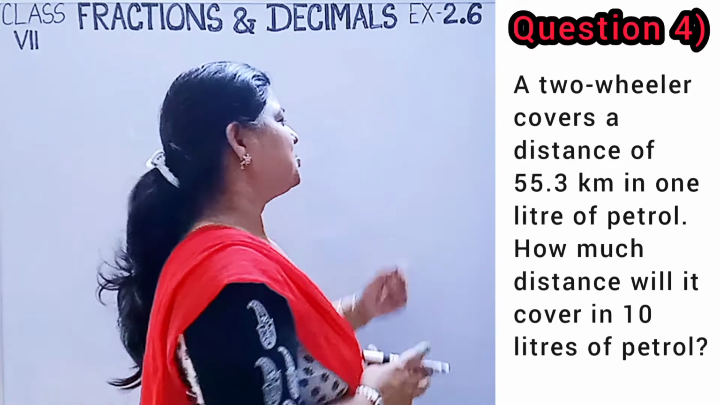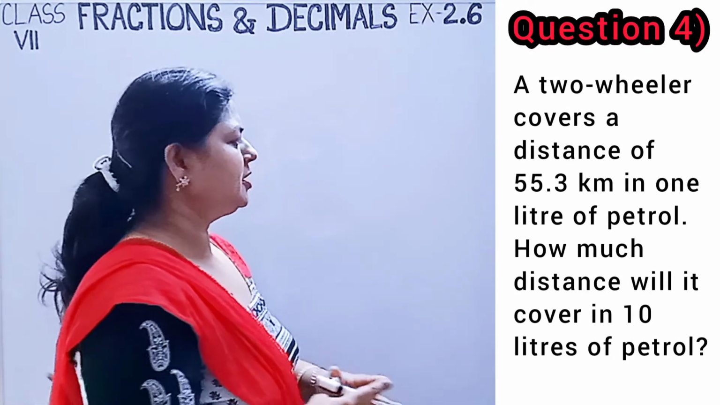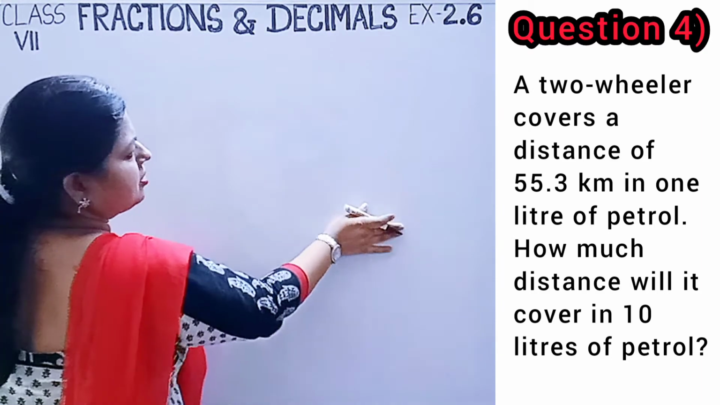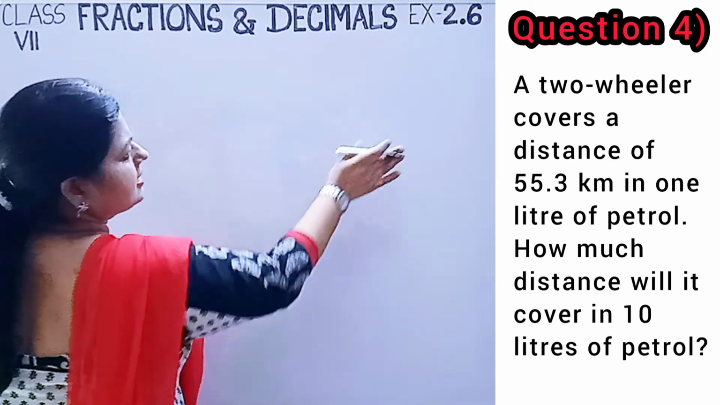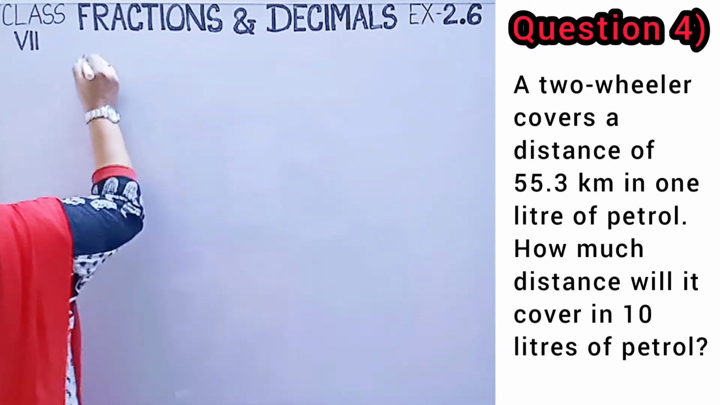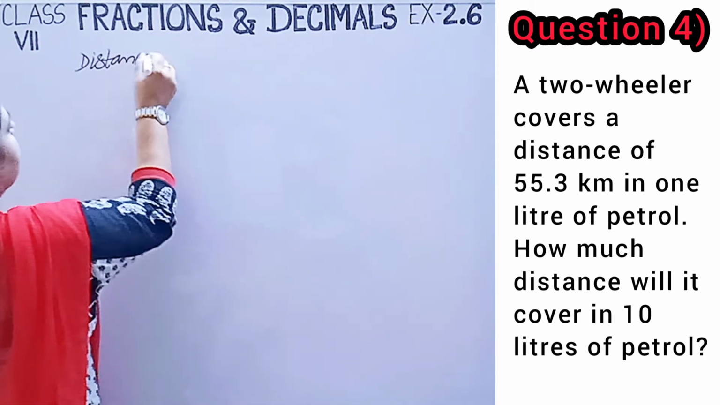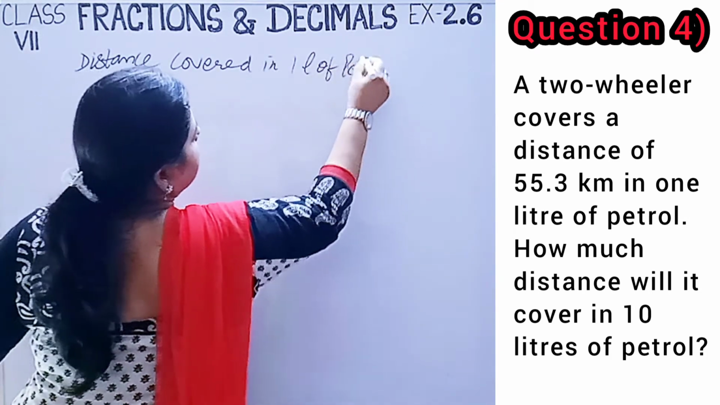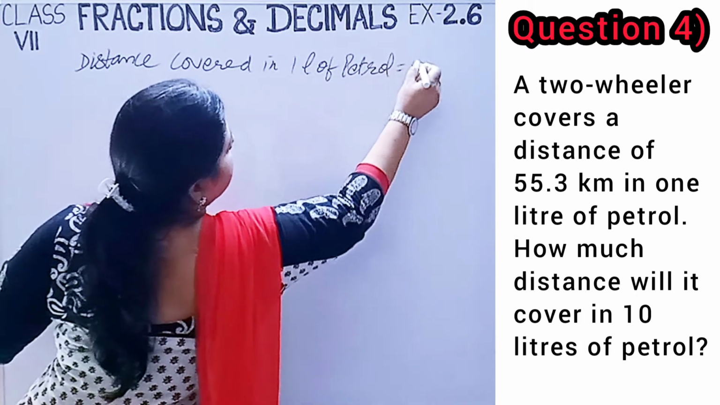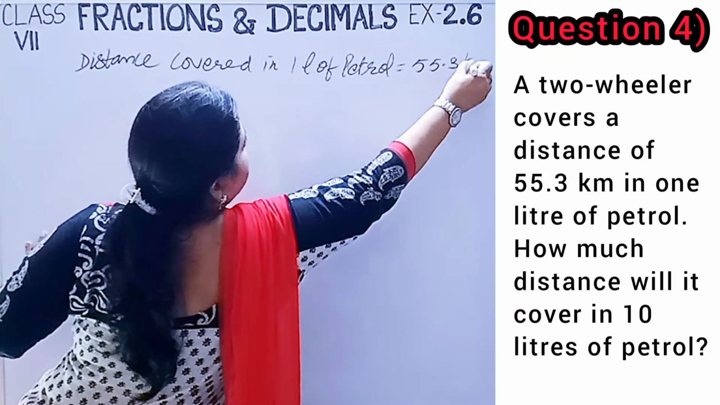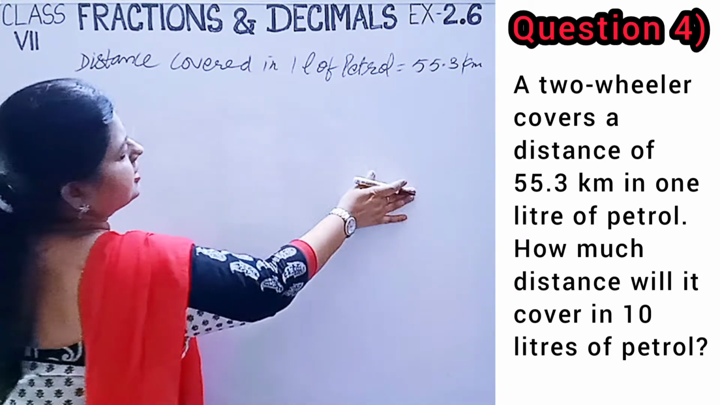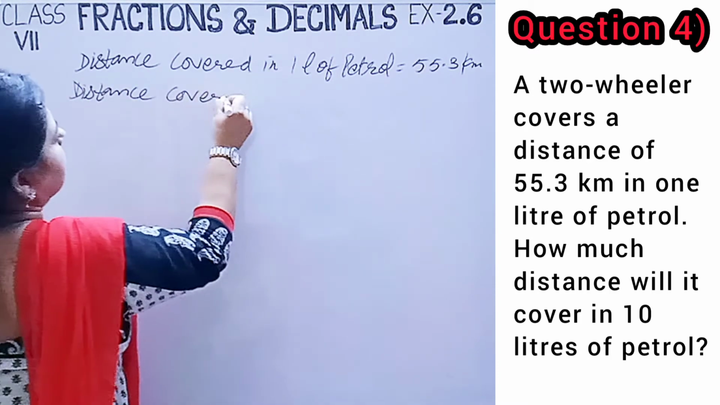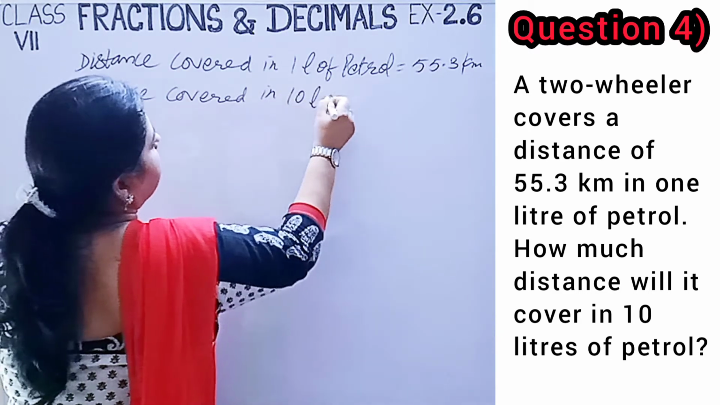Question number 4. A two-wheeler covers a distance of 55.3 km in 1 liter of petrol. How much distance will it cover in 10 liter of petrol? In this question, we have to find out the distance covered by this two-wheeler in 10 liter of petrol. So, distance covered in 1 liter of petrol. So, this is 55.3 kilometer. Now, they have given us 10 liter of petrol. So, distance covered in 10 liter of petrol.